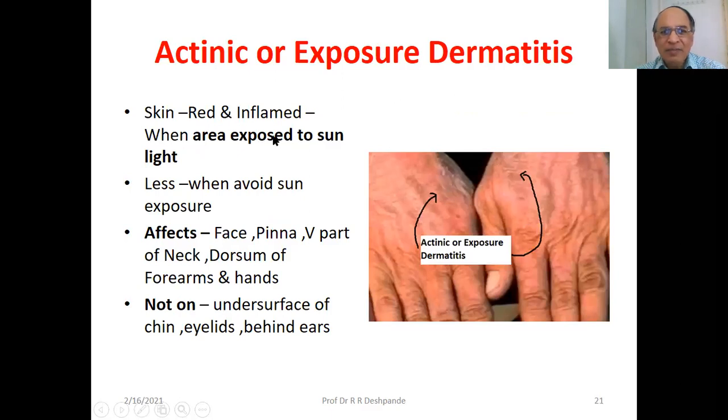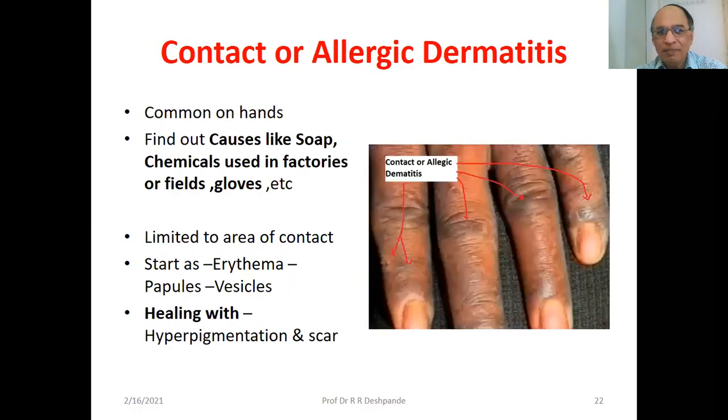Skin is red and inflamed when exposed to the sunlight, but it becomes less automatically when you avoid the sun exposure. This usually affects the face over here, then pinna of the ear, V part of the neck, dorsum of the forearms and hands, but this is not there under the surface of the chin. Here below you will not get because that is not exposed to the sun. Then it is not seen on the eyelids and behind the ears there will not be any problem.